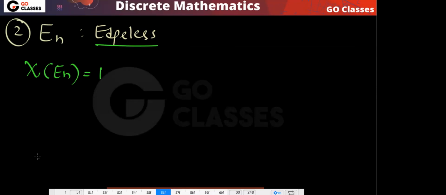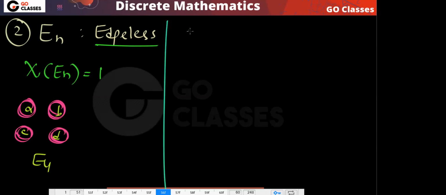For example, if you have E4, then this is your E4, with vertices A, B, C, D. Then what you can do is give the same color to every vertex. Very simple. So this is the edgeless graph. Now let's see the next graph, that is the path graph. What will happen to the path graph?